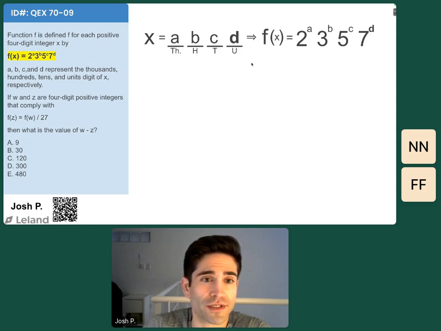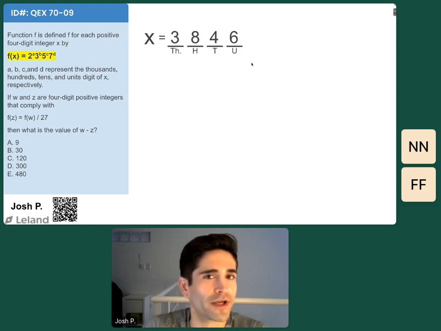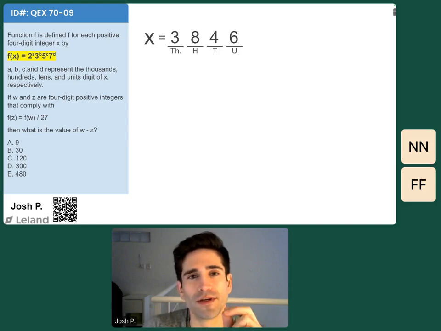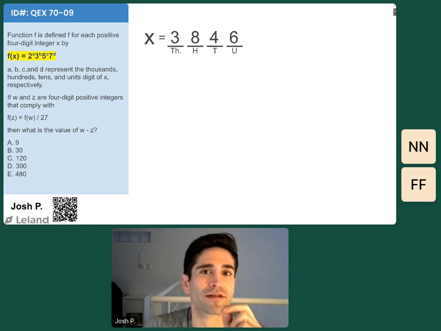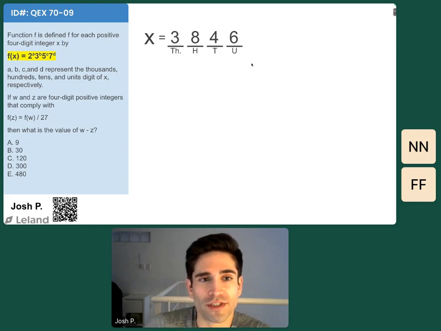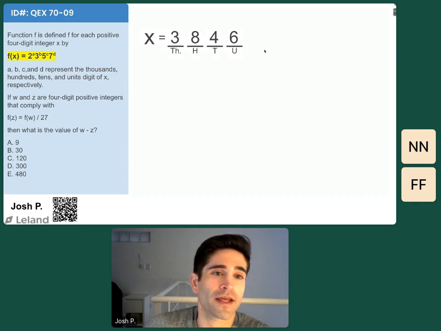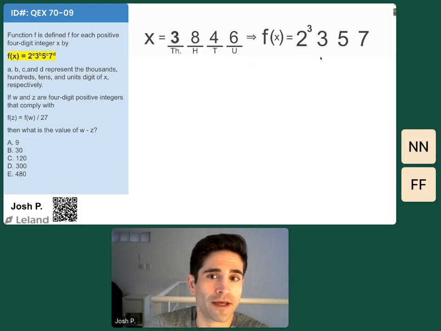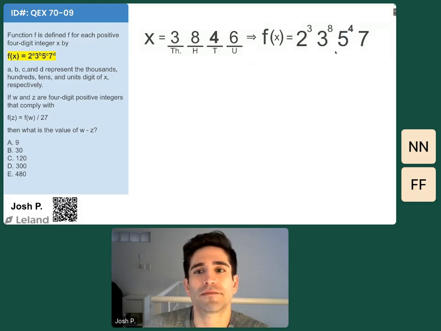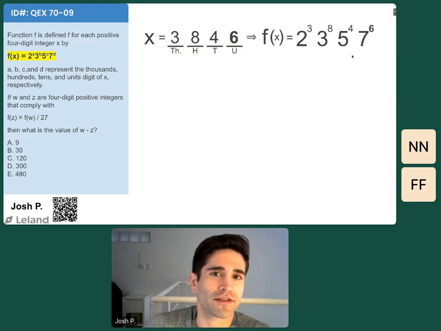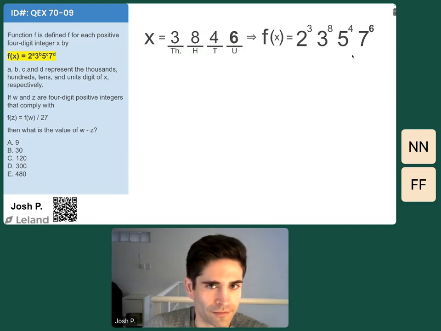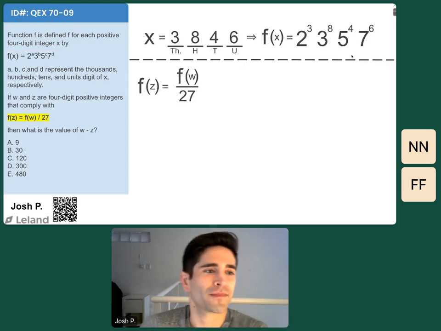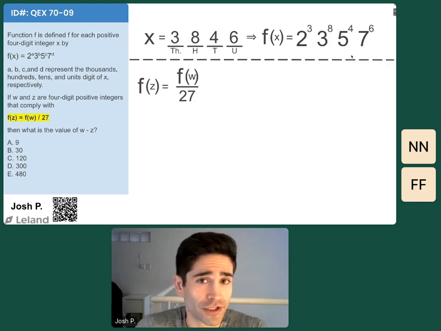And immersing ourselves is essentially putting a potential value for x. This will allow you to very efficiently digest the function at hand. So if x were to be 3,846, then the function for x would essentially be 2 to the 3 times 3 to the 8 times 5 to the 4 times 7 to the 6. Awesome. We have a great understanding of the function.